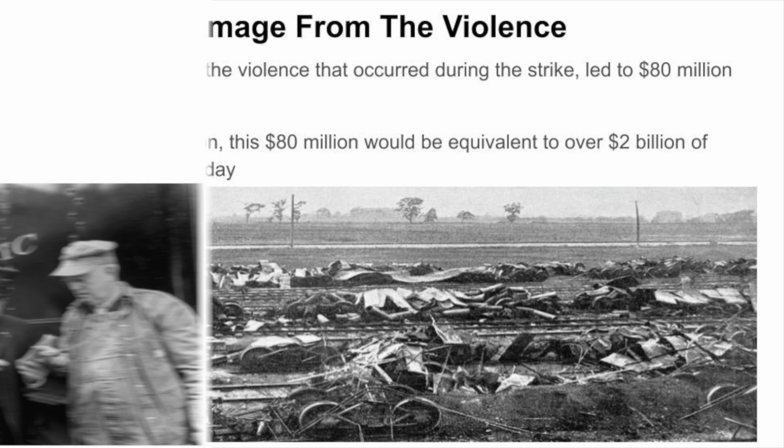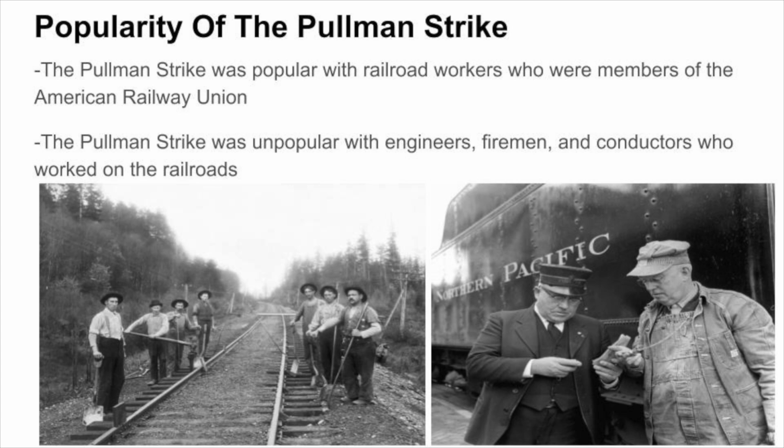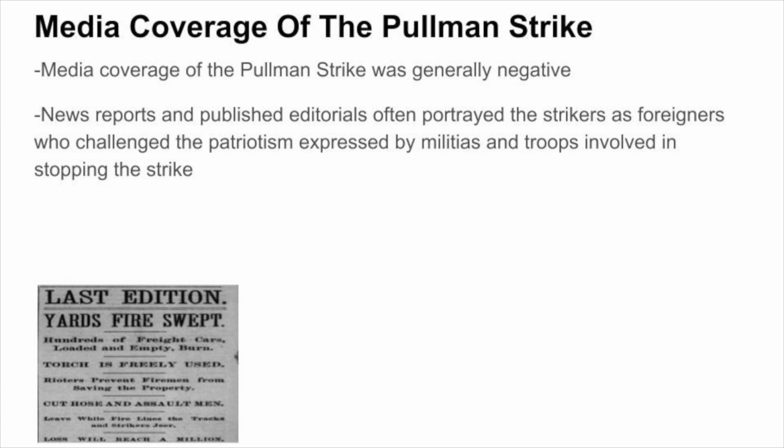While the Pullman strike was popular with railroad workers who were members of the American Railway Union, it was largely unpopular with engineers, firemen, and conductors who worked on the railroads. Media coverage of the Pullman strike was generally negative. News reports and published editorials often portrayed the strikers as foreigners who challenged the patriotism expressed by militias and troops involved in stopping the strike.